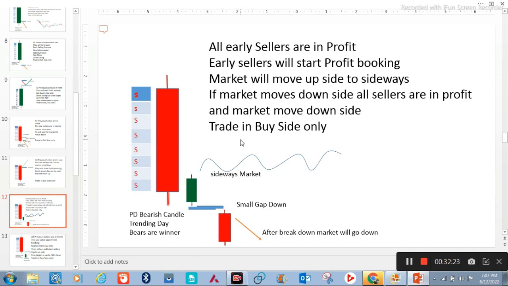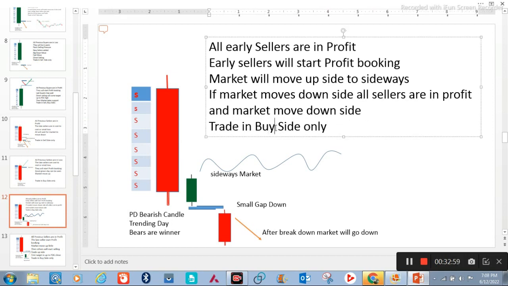Trade in sell side only. After this, if it takes a little bit high, you have to buy and you have to wait. Market will go sideways. Suppose it started downside, you have to trade in sell side only. And if market moves downside, trade in downside only.